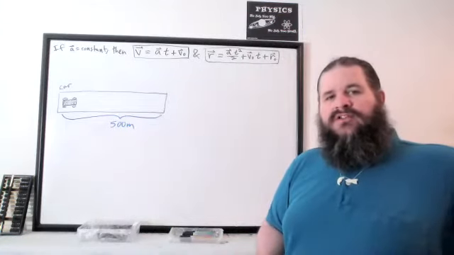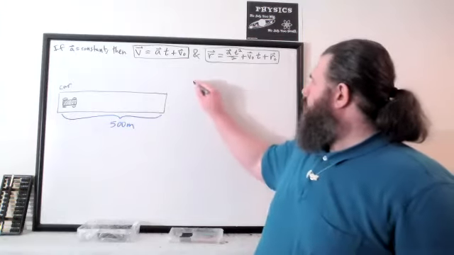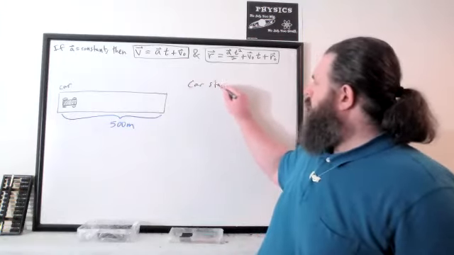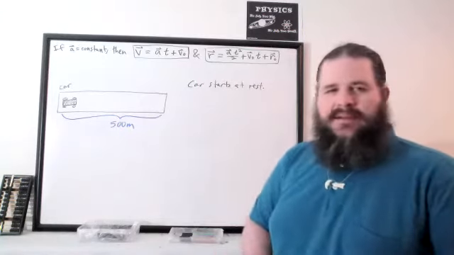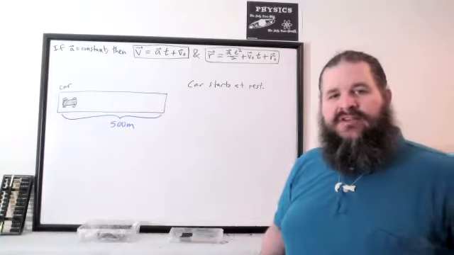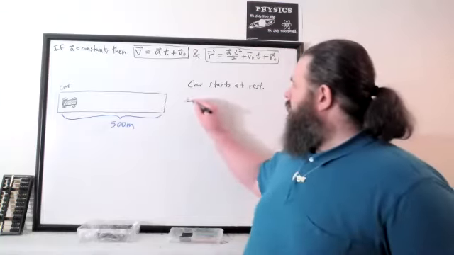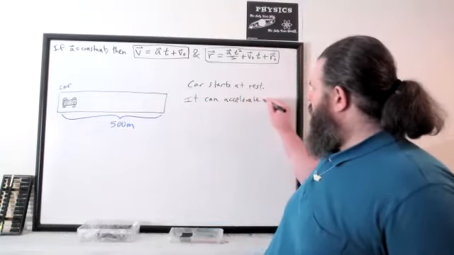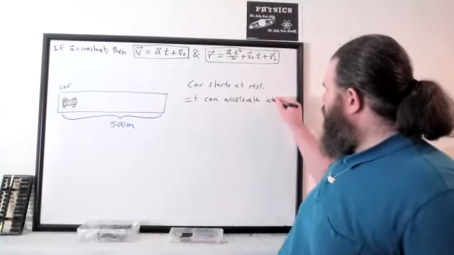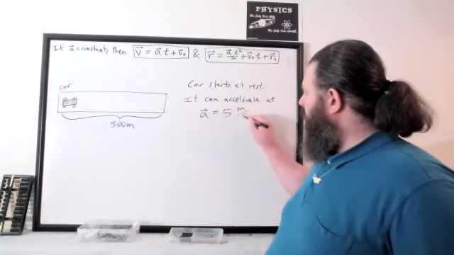And let's say this car starts off at a complete stop. And let's say at time 0, it hits the engines and starts moving. And let's say it can accelerate at, if you just completely floor it, let's say its acceleration is 5 meters per second squared.